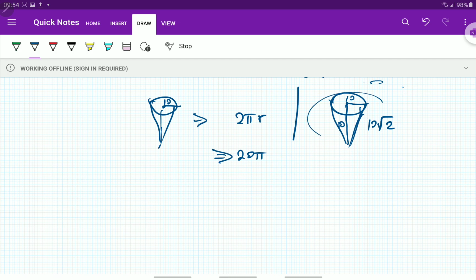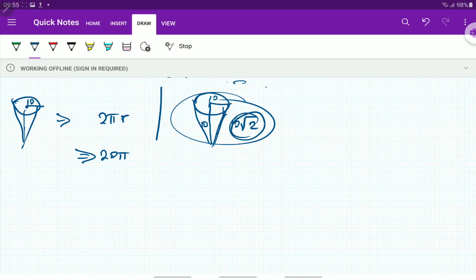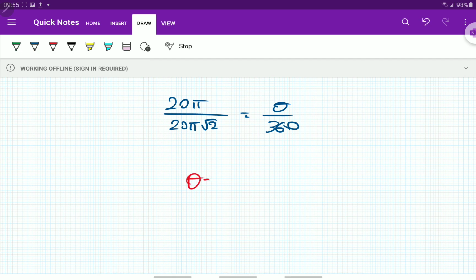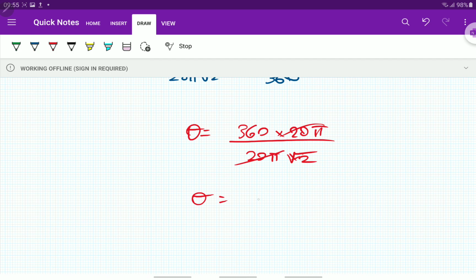Then the circumference of this, we know this is the radius of the biggest circle. So 2 into pi into 10 root 2, that's equal to 20 pi root 2. So 20 pi over 20 pi root 2 is equal to theta over 360. And now if we solve for theta, theta is equal to 360 into 20 pi over 20 pi root 2. We can cancel out 20 pi. So theta is simply equal to 360 over root 2.